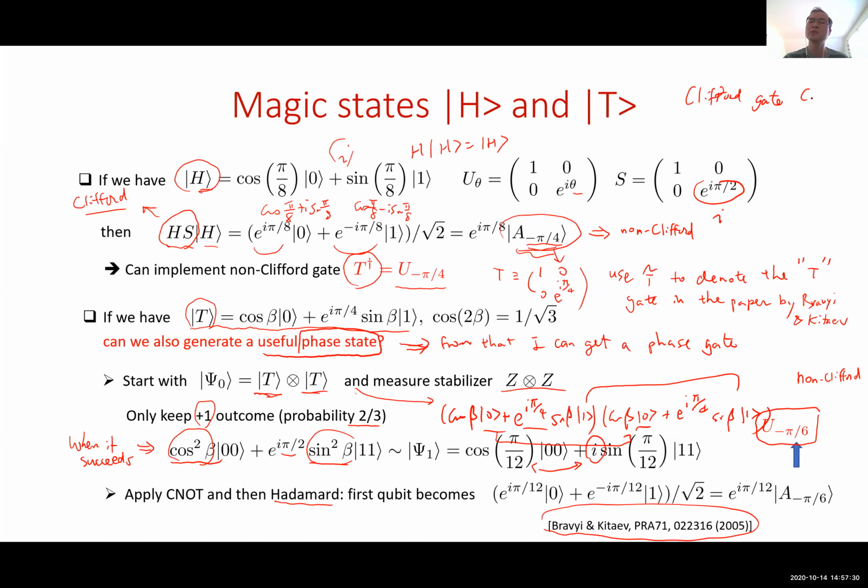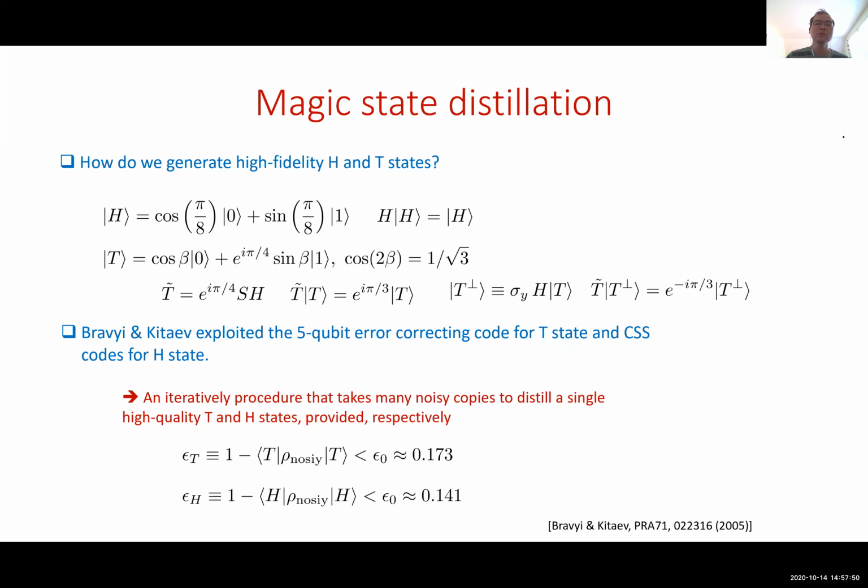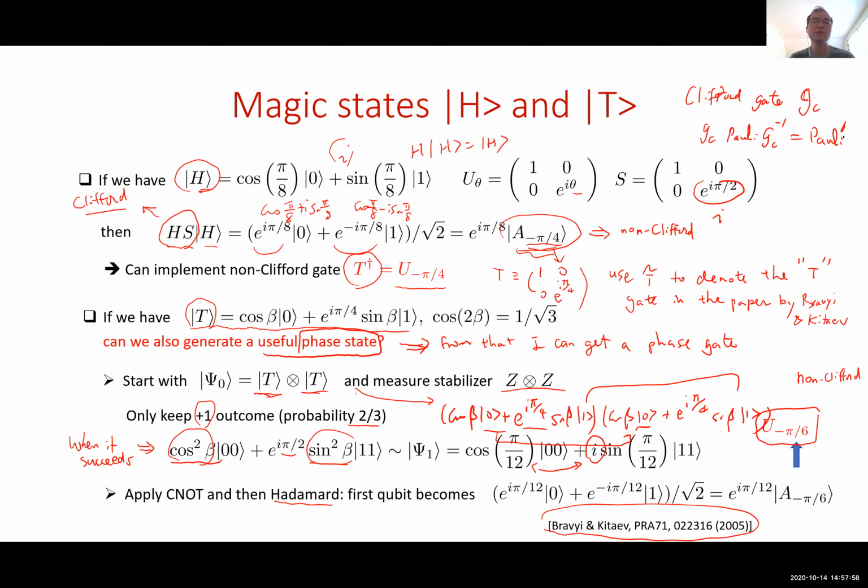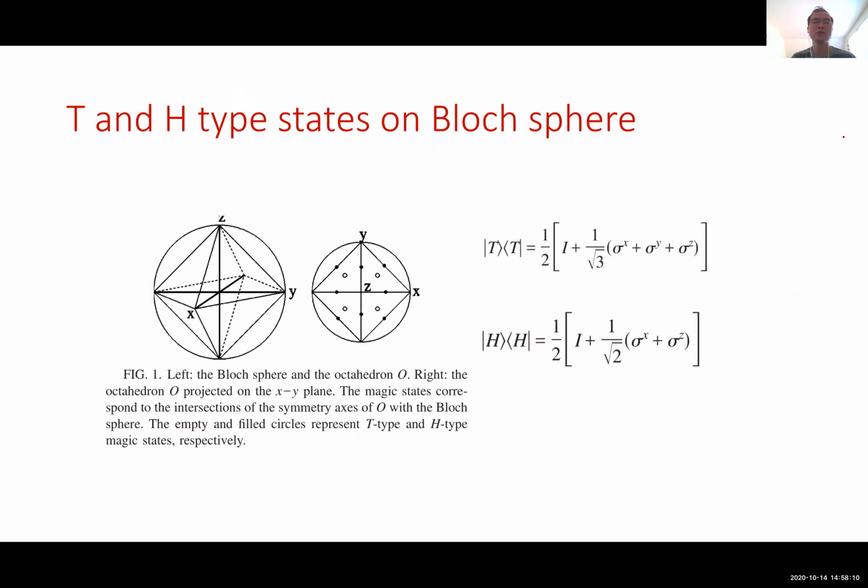Let me just call it GC. Clifford gate maps a Pauli to another Pauli. Okay, so we can see that H and T are two special states that can give the minus pi over 4 and minus pi over 6 gate. So maybe let me go to this slide first.